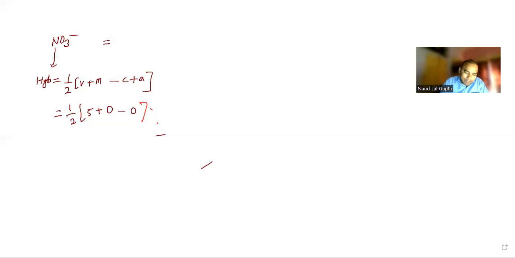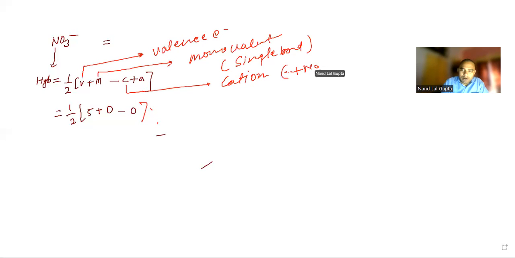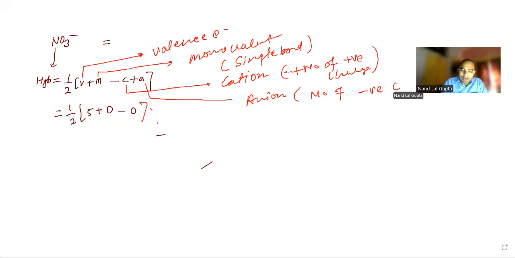Okay. So here, that is what I am telling you. V means valence electron. M means monovalent. Monovalent means if you are talking about single bond. Now, C is cation. Cation means number of positive charge. A is for anion. Anion means number of negative charge. Very simple.